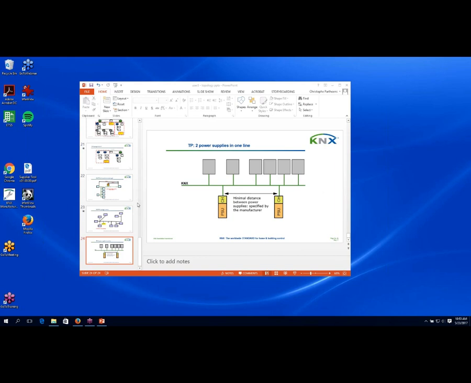If we don't add a dummy device and we force the line to filter group addresses to route line to main line and vice versa, it works as well. Yes, of course. If you add the group address manually, it has the same effect.